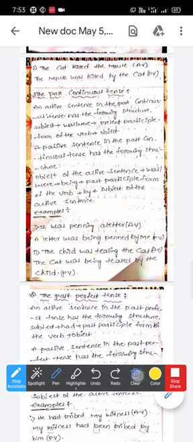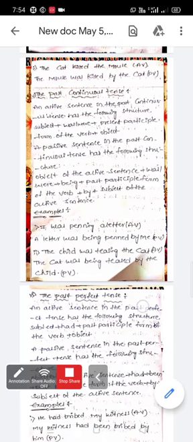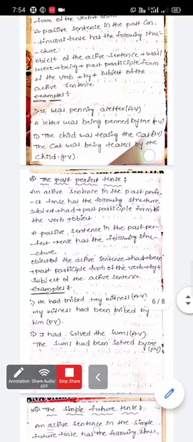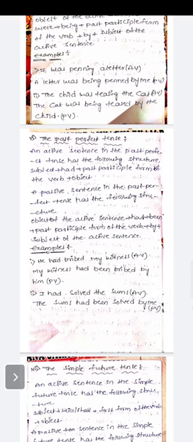And next example: the child was teasing the cat. Changing into passive: the cat was being teased by the child. This is the passive form. Teasing means quarreling. And next we have a discussion about the past perfect tense.